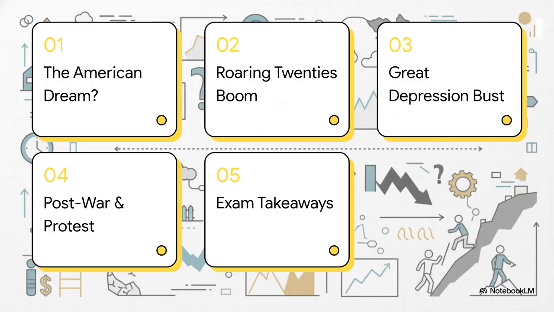So, here's our game plan. We're going to follow the specification exactly and break this massive 53-year chunk of history into three main parts. We'll kick off with the boom of the 20s, then we'll look at the bust of the Great Depression, and we'll finish up with the post-war era of protest and massive social change. And then we'll wrap it all up with the key takeaways you need to absolutely smash your exam.